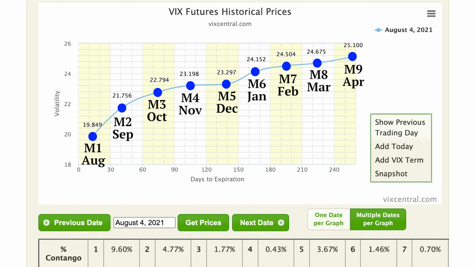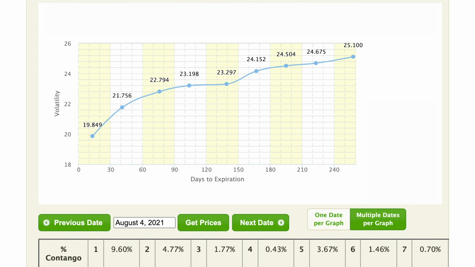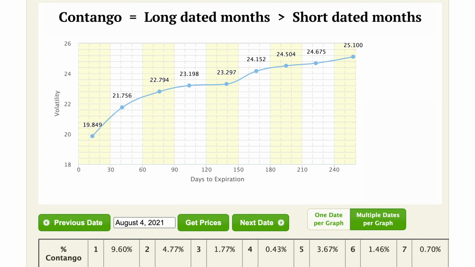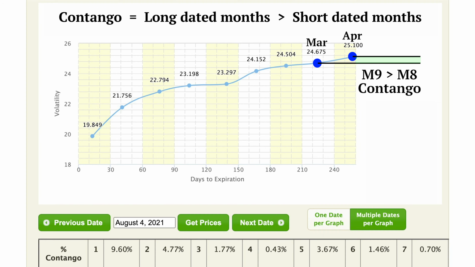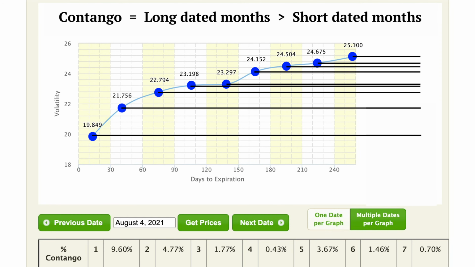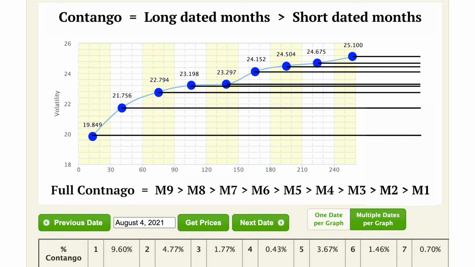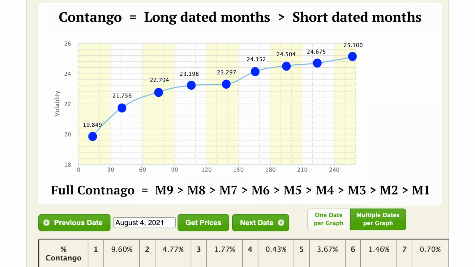So contango is actually a very simple concept. Now, how and when to use it and apply it to our trading, well, that's another level, but what it is is quite simple. It's when the further outdated contracts are trading at prices above the shorter dated contracts. So this April contract at 25.10 is trading at a price above the previous month of March at 24.675. If April is above March, we say those two contracts are in contango. And you can see the same situation applies right down this curve at every monthly step. Every single monthly contract is trading at a lower price than the longer dated contract above it. This is a VIX futures term structure in full contango through all 9 months.